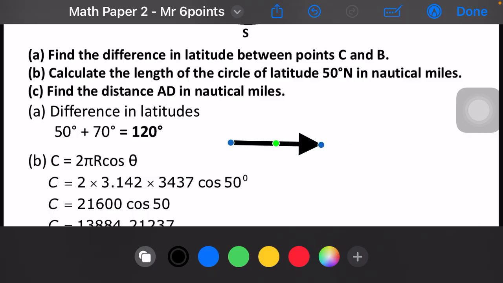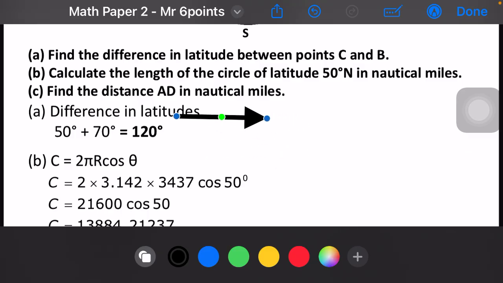Question number 2 reads, calculate the length of the circle of latitude 50 degrees north in nautical miles. Okay, remember what I told you earlier on in this video, that they will ask you to find distance and length. In this case, for question B, you are asked to find the length. What do you use? You use the formula for distance of latitudes.